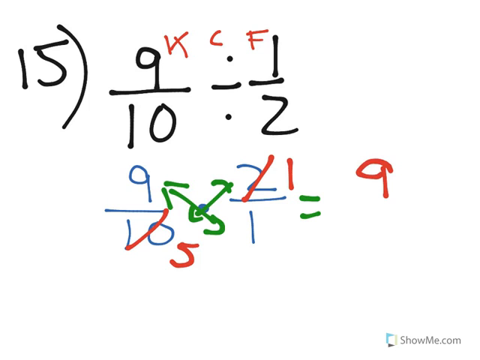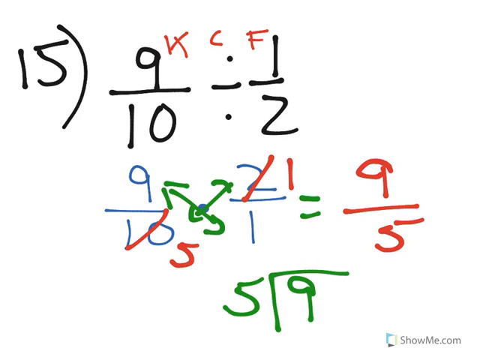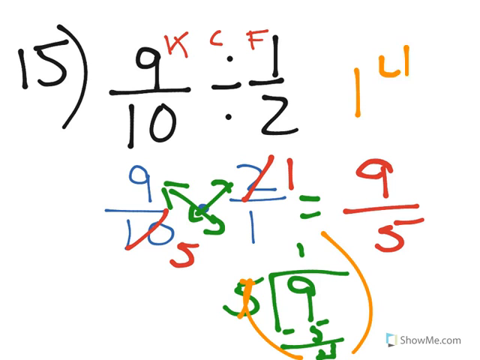So 9 times 1 is 9. 5 times 1 is 5. If you did not do it that way, you would have gotten 18 over 10, which is still correct, but now you just got to divide it out. So 5 will go into 9 one time, with 4 left over. So my answer, remember, you go clockwise. So my answer is 1 and 4/5. So again, I hope this helps.